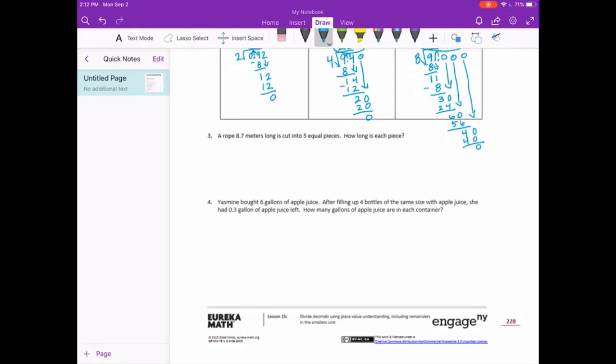A rope 8 7/10 meters long is cut into 5 equal pieces. How long is each piece? So it's being split evenly, which means we're dividing. So 8 7/10 divided by 5.